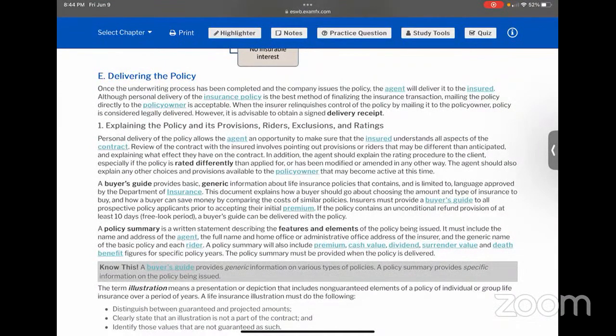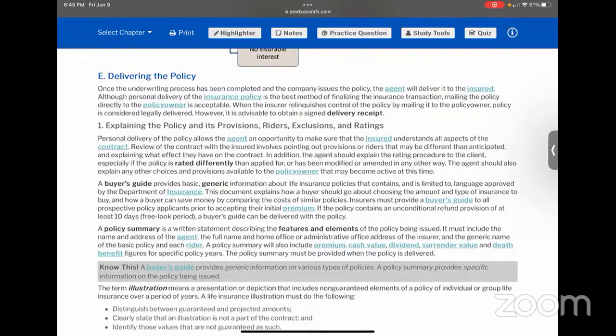A policy summary is a written statement describing features and elements of the policy being issued. It must include the name and address of the agent, the full name and home office or administrative office address of the insurer, and the generic name of the basic policy and each rider. A policy summary will also include premium, cash value, dividend, surrender value, and death benefit figures for specific policy years. The policy summary must be provided when the policy is delivered.